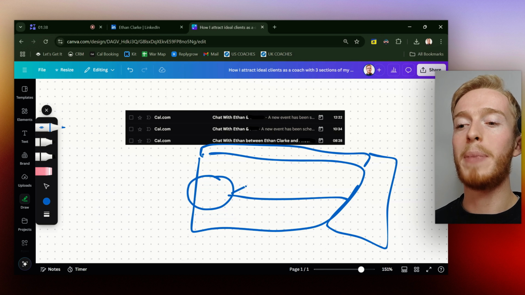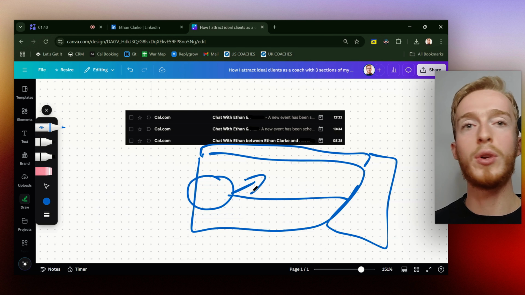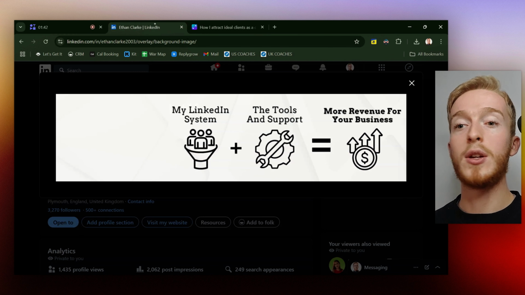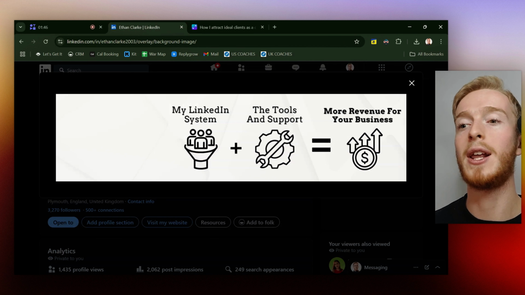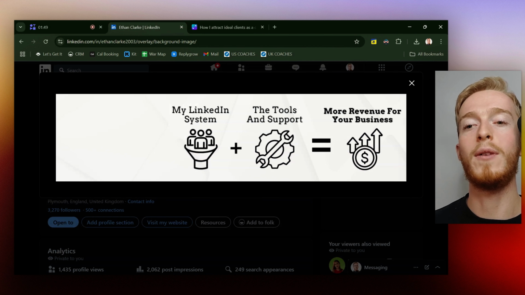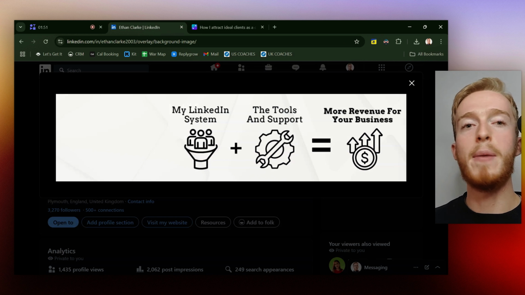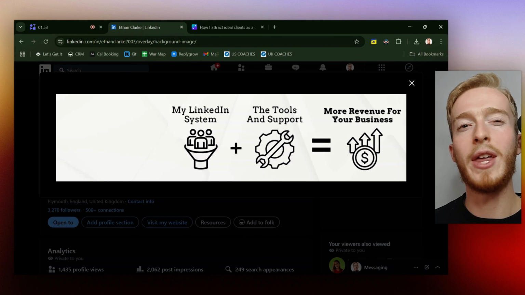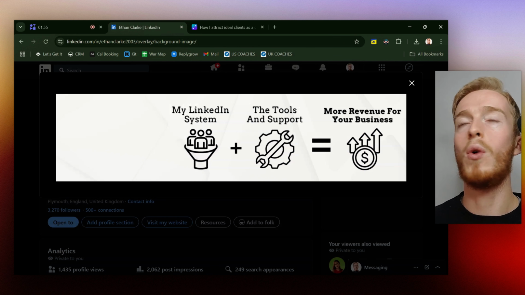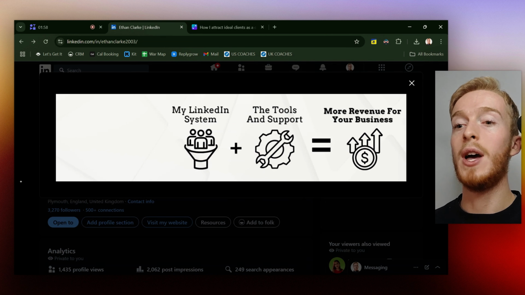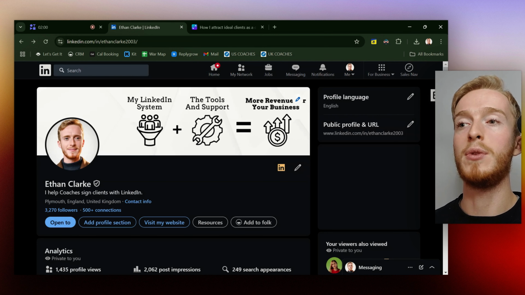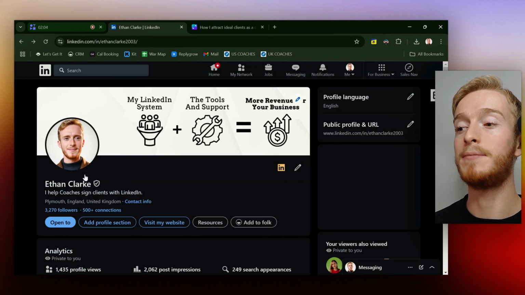So which is why with the banner, I just like to communicate that core desire or result that I'm going to get them. In this case, it is literally more revenue for your business. Sure, I have my LinkedIn system plus tools and support, more revenue to your business, right? It's just a bit more of the logic side of how it might look to work with me. But overall, it's pretty clear in terms of the result I get my ideal clients. You want to clearly communicate that. And even more importantly, is your headline here.